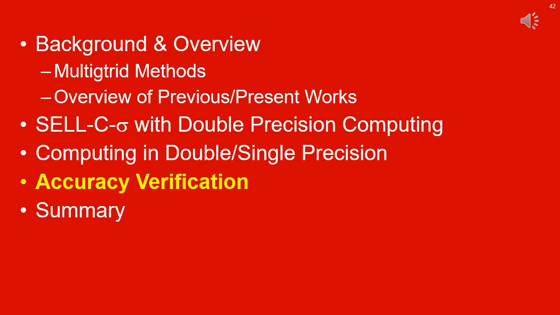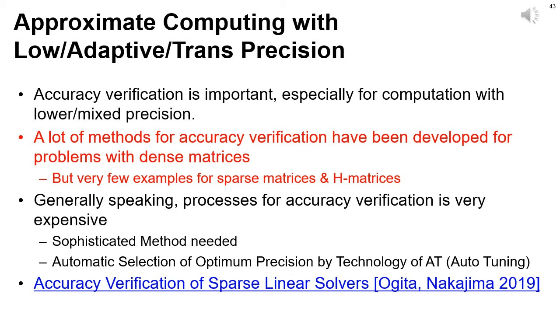The next part is on accuracy verification. Accuracy verification is important, especially for computation with lower or mixed precision. A lot of methods for accuracy verification have been developed for problems with dense matrices, but there are very few examples for sparse matrices and H matrices. Generally speaking, the process of accuracy verification is very expensive. Therefore, a sophisticated method is needed, and an automatic selection of optimum precision by the technology of AT, auto-tuning, is expected. In the present work, the method for accuracy verification of sparse linear solvers proposed by the authors is applied.